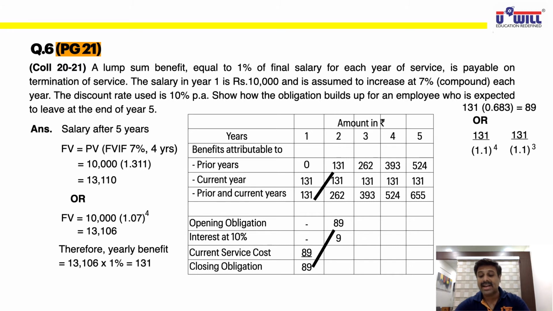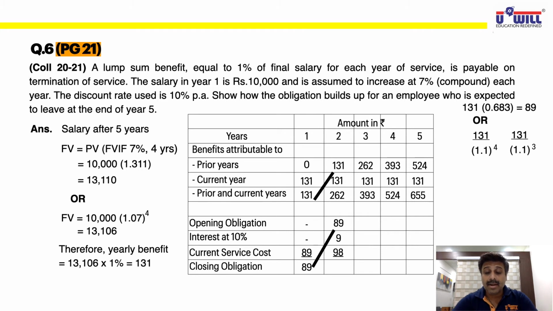You all will get 98 rupees. So current service cost will become 98. Means at the end of year 2, if you keep aside and invest 98 rupees at 10% return, it will amount to 131 rupees after 5 years.